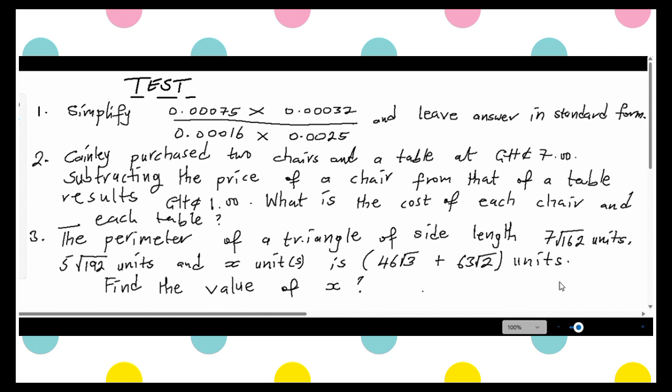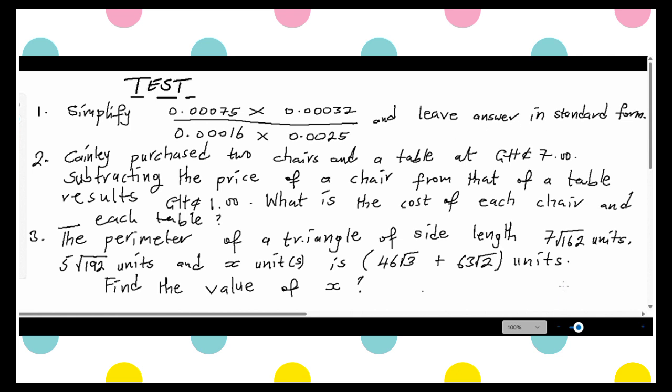The third question says that the perimeter of a triangle of side length 7 square root of 162 units, 5 square root of 192 units, and x units is 46 square root of 3 plus 63 square root of 2 units. Find the value of x.